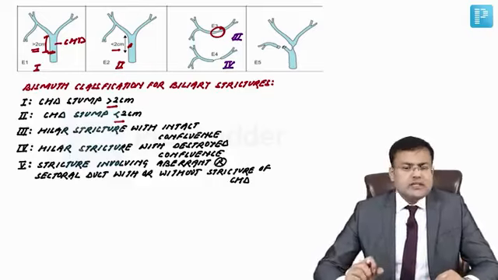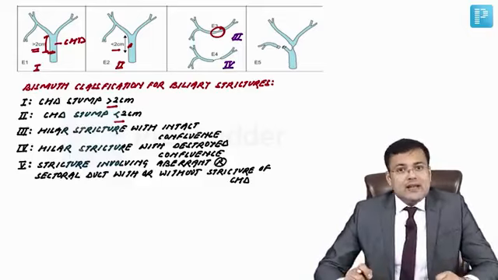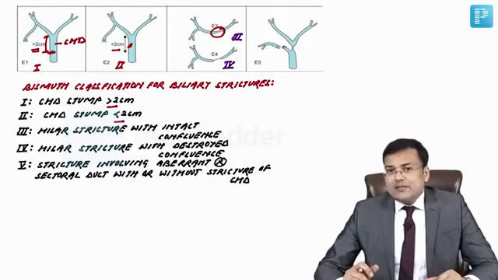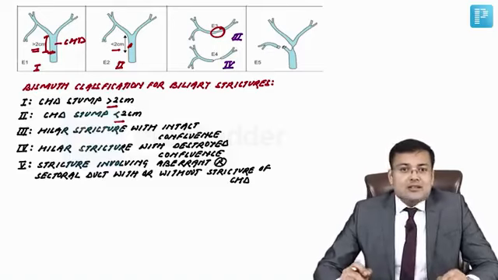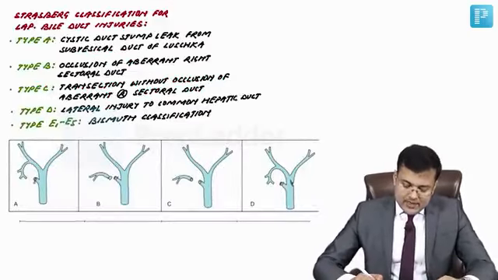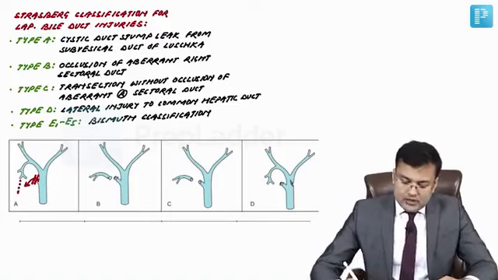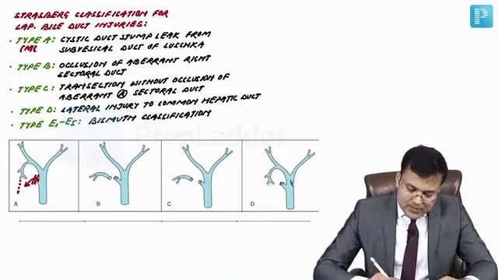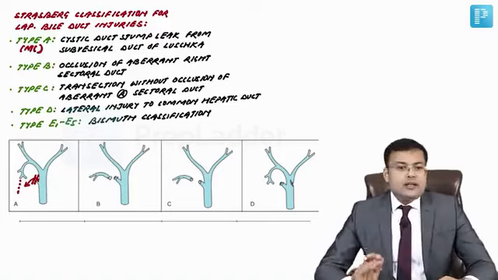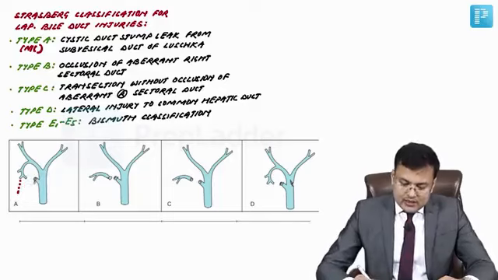But what is the problem with this classification? There is no information related to bile leak. That's why there is a better classification system. And what's that? Strasbourg classification. So in Strasbourg classification, what is type A? There is cystic duct stump leak or leak from subvesical duct of Luschka. This is the most common type. Type A, most common type.